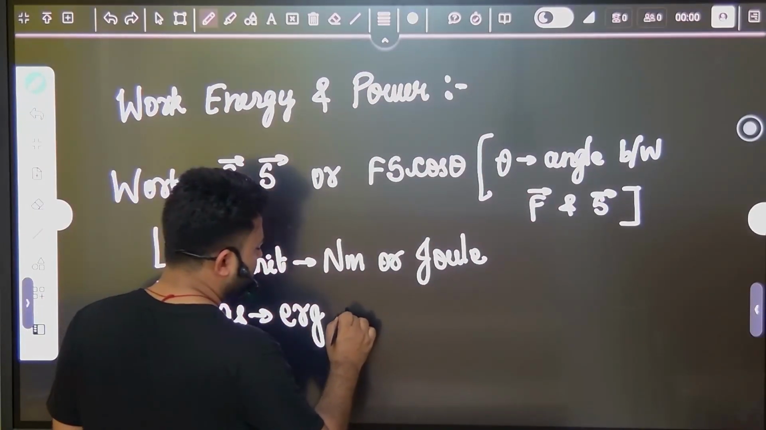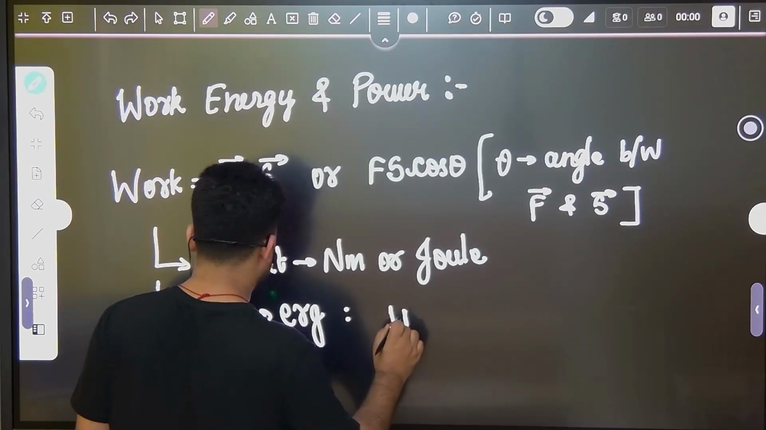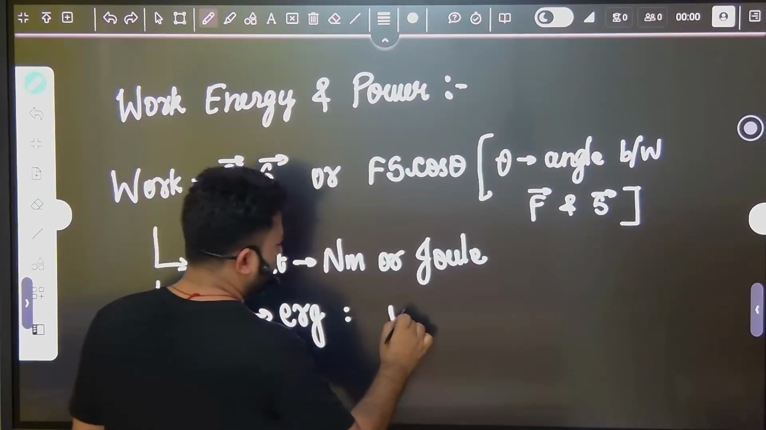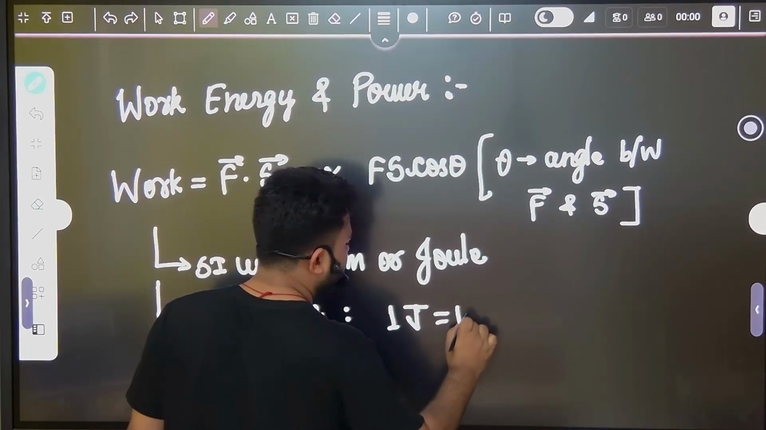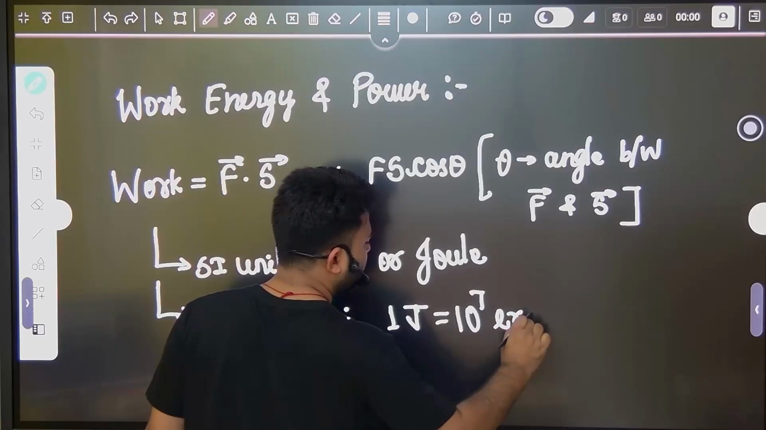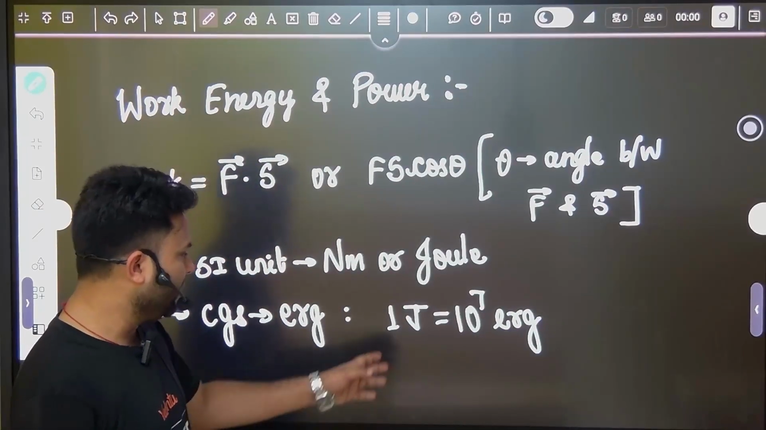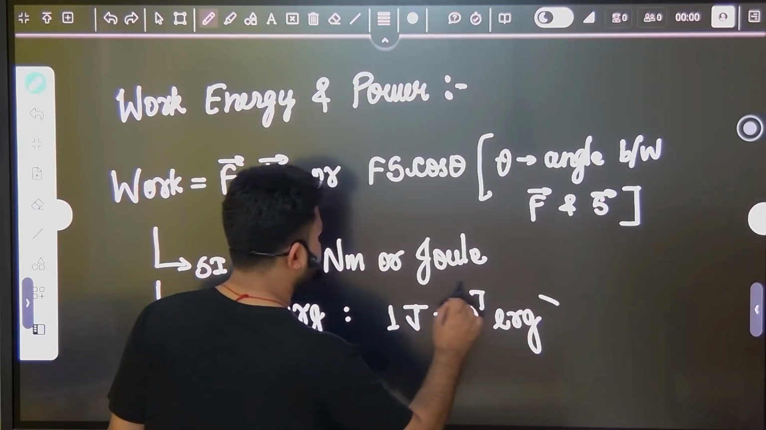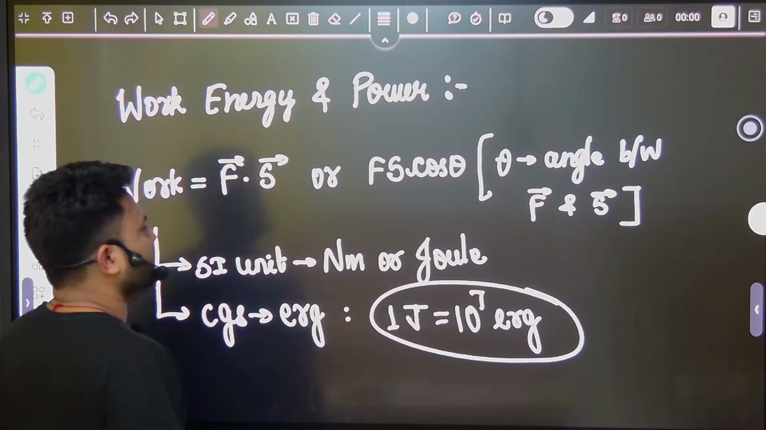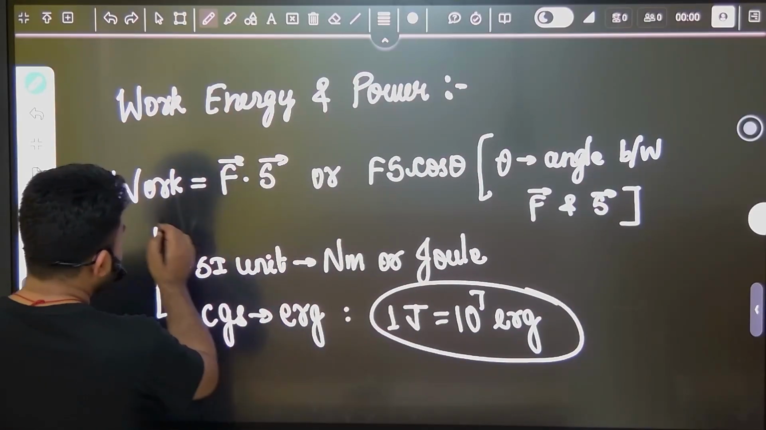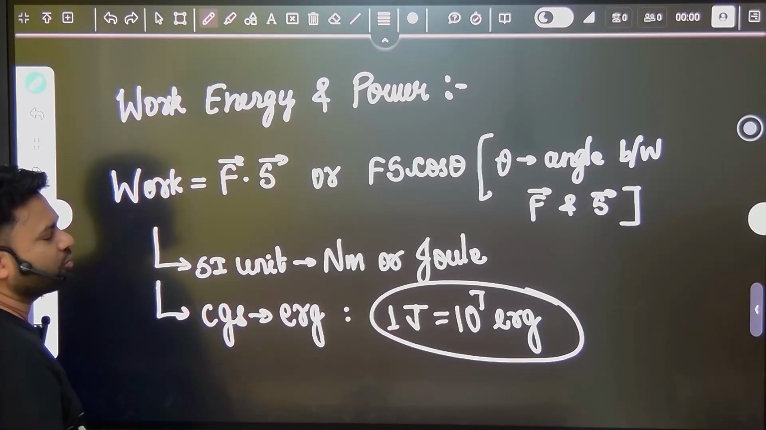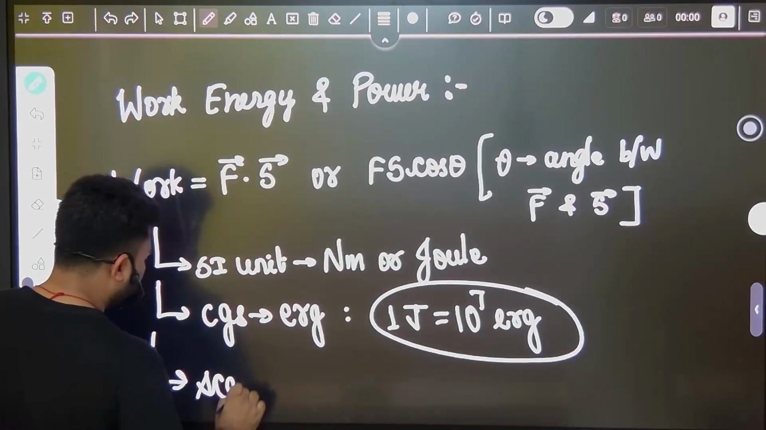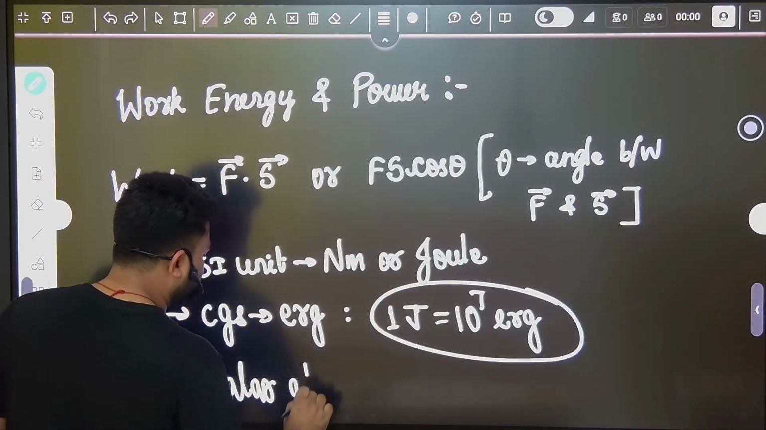And we should know the relation that 1 joule equals 10 to the power 7 erg. So this relation also we should remember. Joule is the SI unit, erg is the CGS unit, and 1 joule equals 10 to the power 7 erg. Clear? Now, since work is a dot product of force and displacement, definitely we can write that work is a scalar quantity.